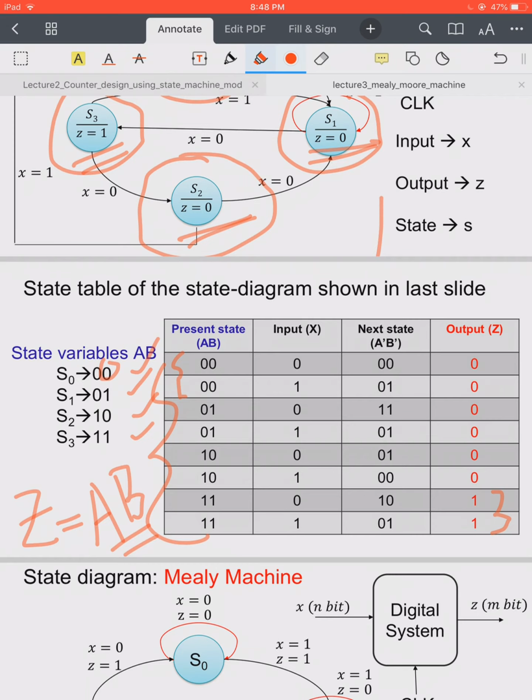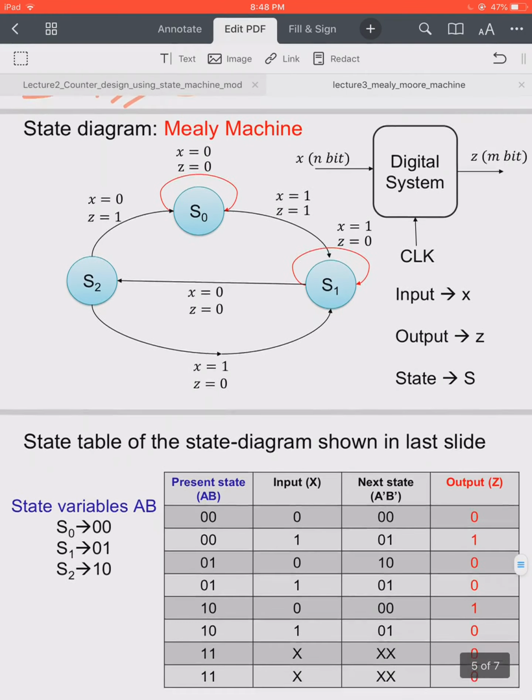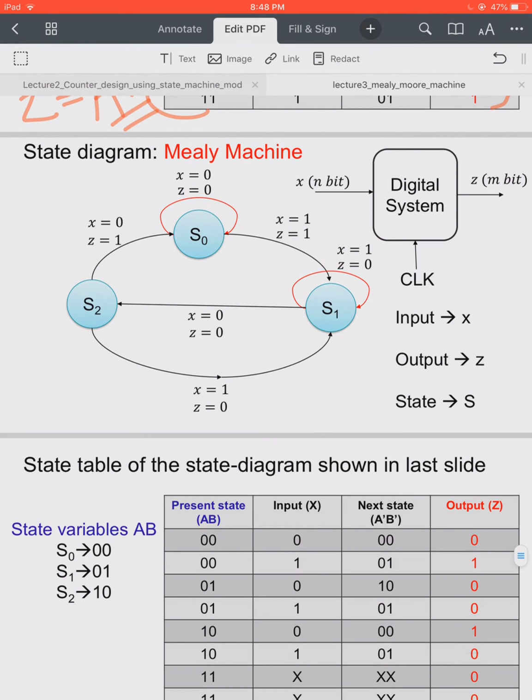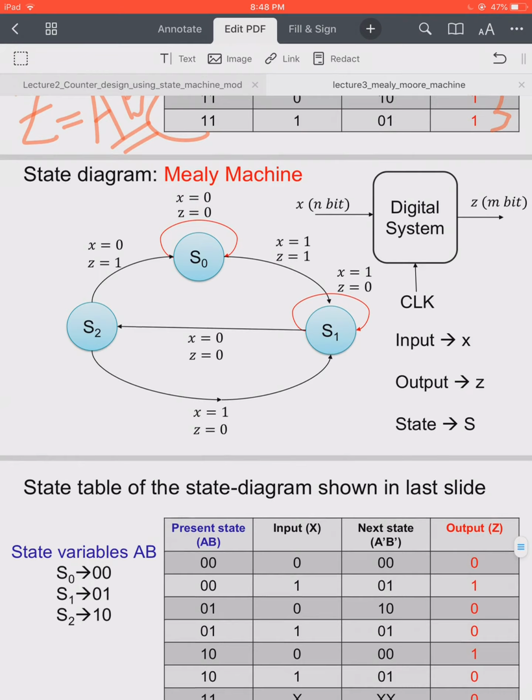Now let's see what a Mealy machine is. Now let's consider a state machine with three states, S0, S1 and S2. Here you can see that, unlike the previous case, the output of the state machine is not specific to a particular state. Here the output depends on the input.